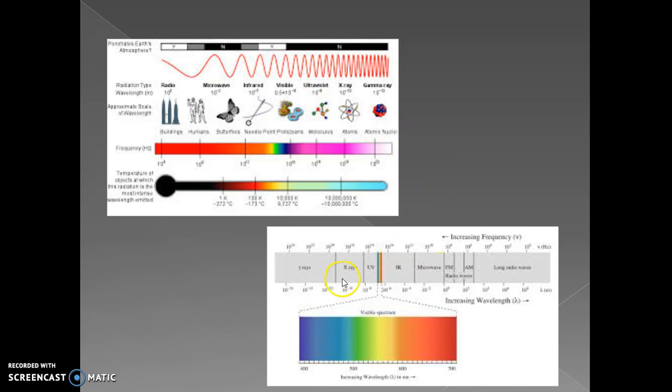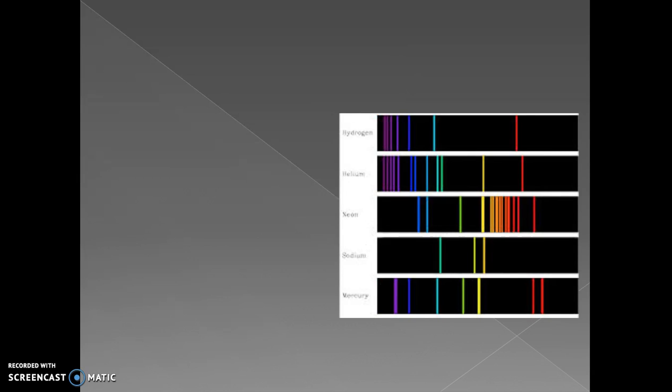And this one just shows it in the opposite way. So this one has more frequency to it. This one has less frequency to it. This one has a longer wavelength. This one has a shorter wavelength. That's going to be very important for our lab as we relate wavelengths and frequencies to the different types of light.